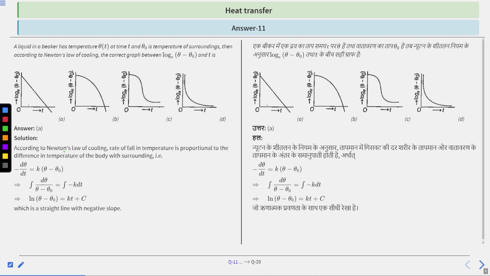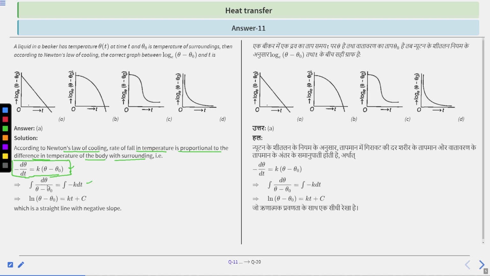According to Newton's law of cooling, the rate of fall in temperature is proportional to the difference in temperature of the body with the surroundings, which mathematically can be expressed like this. Minus d theta upon dt is equal to k times theta minus theta naught. So integrate d theta upon theta minus theta naught, and dt multiplied by minus k, so integration of minus k dt.